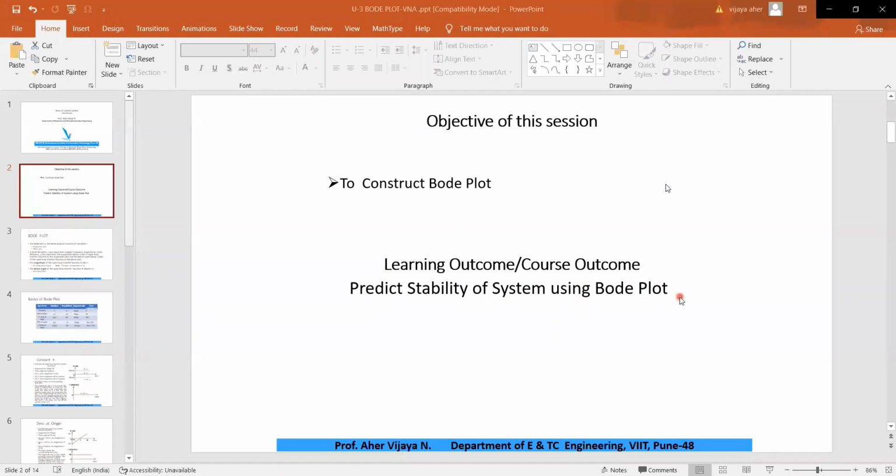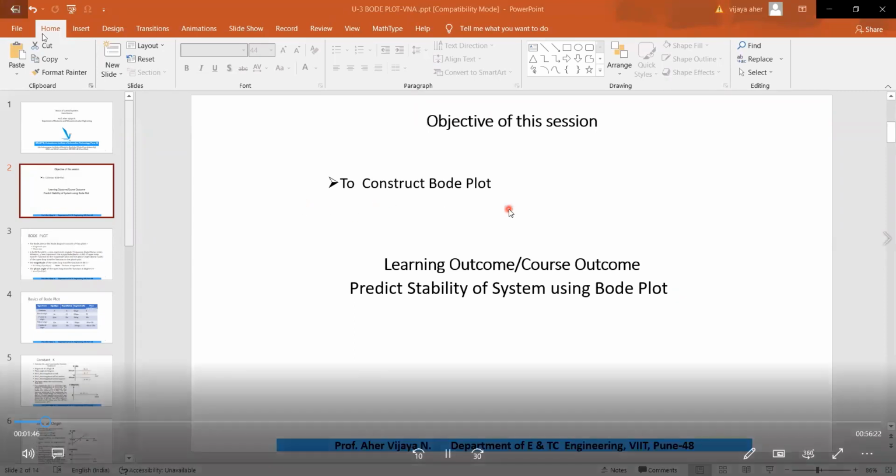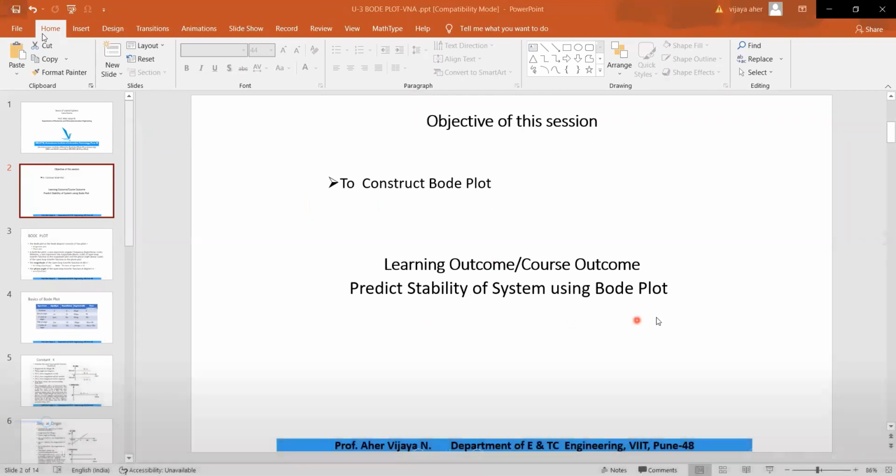In unit 2, you studied about stability of a system, that is, from the location of poles. If your poles are located in the left half of the S-plane, that means your system is stable, right? Similarly here in unit 3, as you have studied frequency domain analysis, to predict the stability of the system we are going to use the BODE plot. This is the objective of this session, and this is the learning outcome of this course, control system.